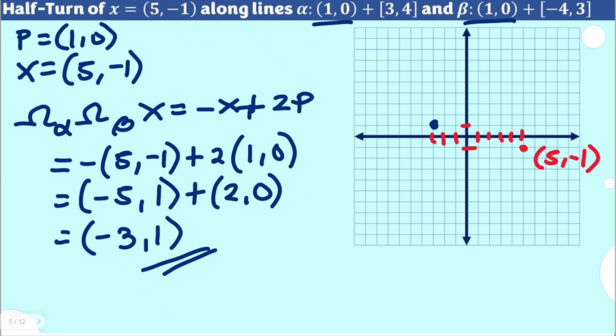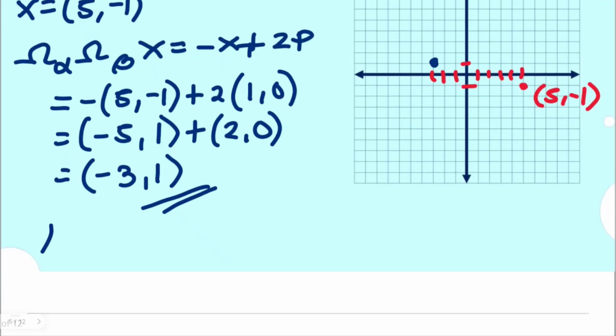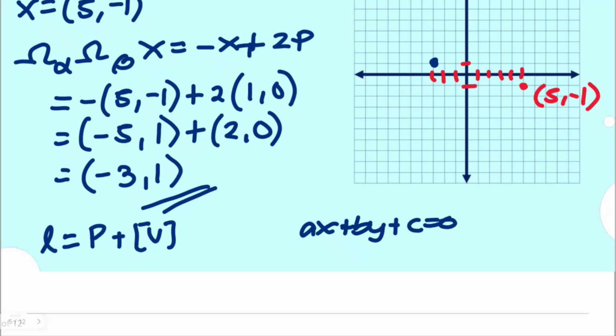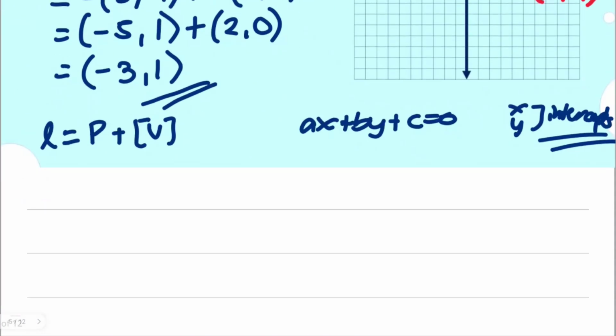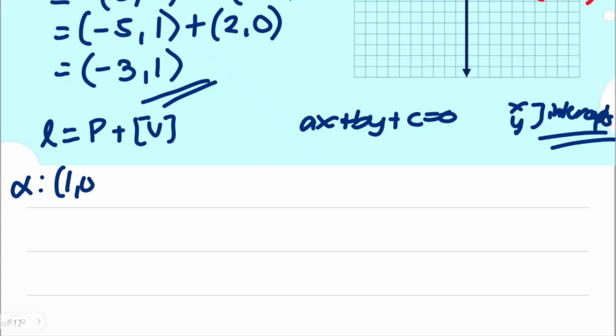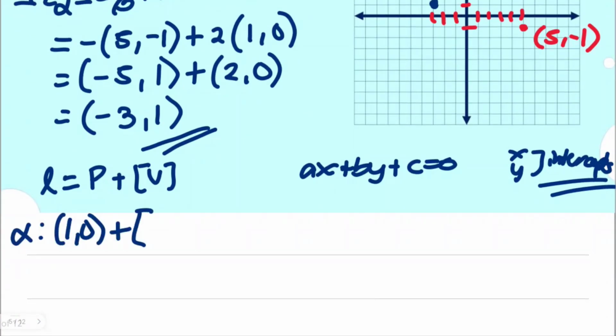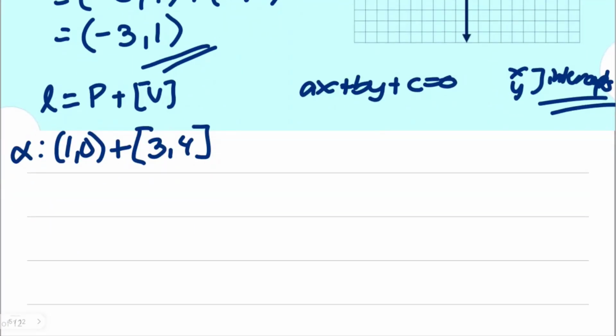Since our lines are expressed in these notations, L is equal to your point B plus your V. Okay, so let's try to come up with the form AX plus BY plus C is equal to 0 to find the X and Y intercepts. Okay, for our graph. So let's start with our alpha identified as 1, 0 plus your direction vector 3 and 4. Take note, this is just a direction vector. To identify the A and B, it's actually part of your normal vector A and B.